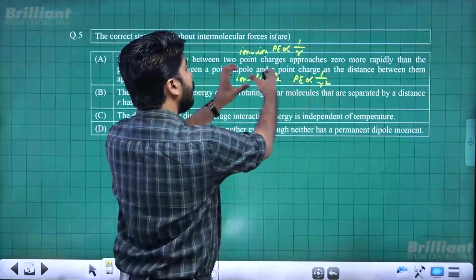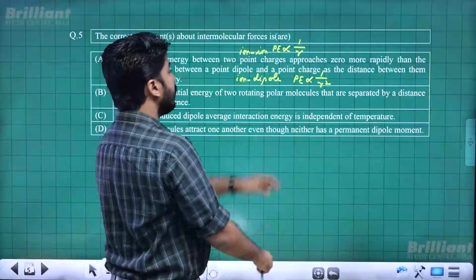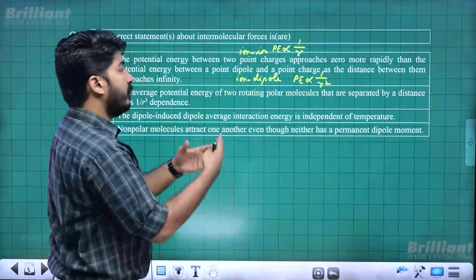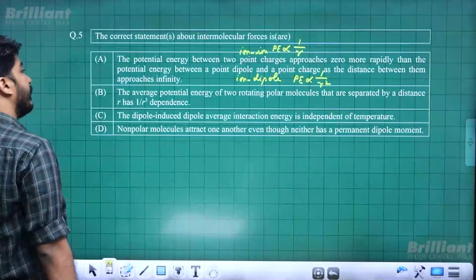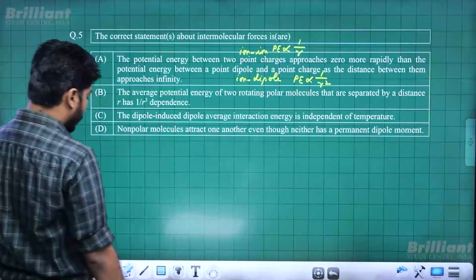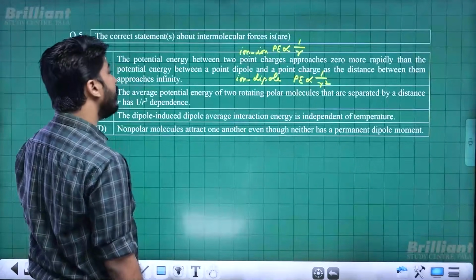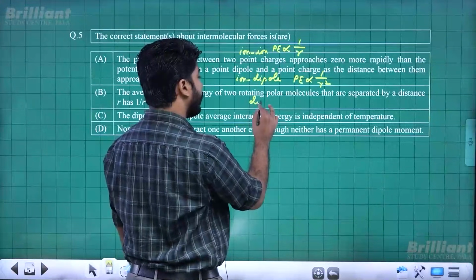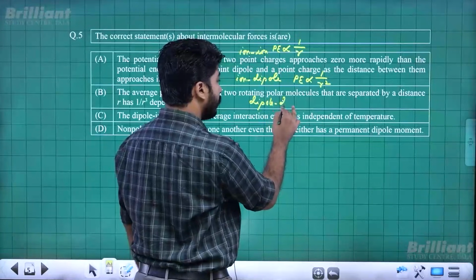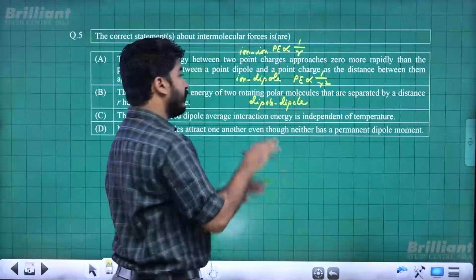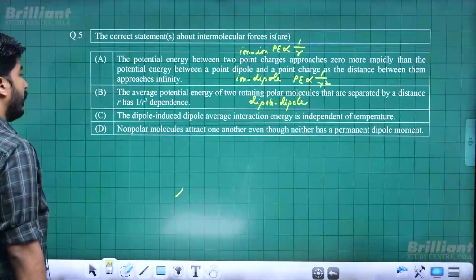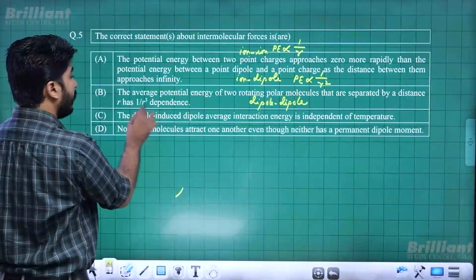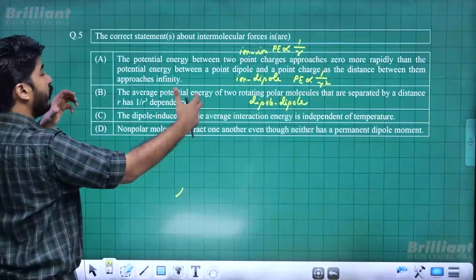R is the distance between the 2 interacting centers. Due to the 1 by r square dependence, this is the one which vanishes rapidly as the distance between them increases. So A is a wrong statement. The average potential energy of 2 rotating polar molecules, that is dipole-dipole interaction between 2 rotating polar molecules, has 1 by r cube dependence. That is wrong. That is true for stationary polar molecules.